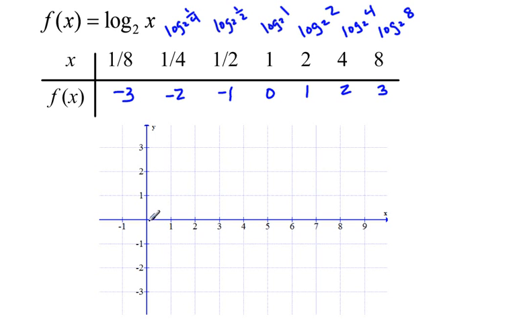At 1/8, way close to the y-axis, I've got negative 3. At 1/4, I've got negative 2. At 1/2, I'm at negative 1. Then I go through 1, 0, 2, 1, 4, 2, and then out here to 8, 3. And when I connect these dots, like so, I have the shape of log base 2 of x.